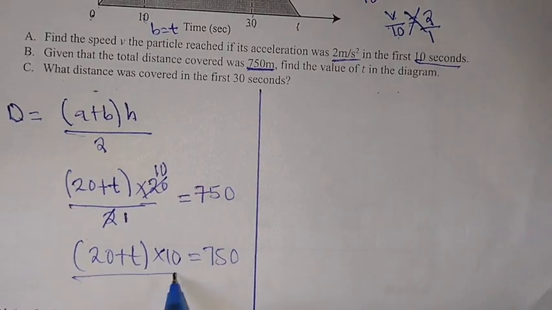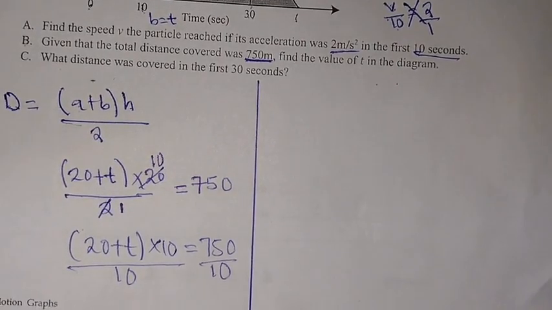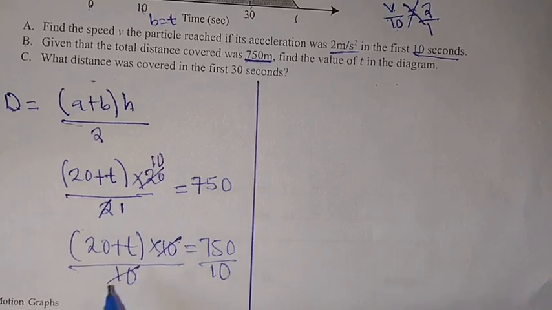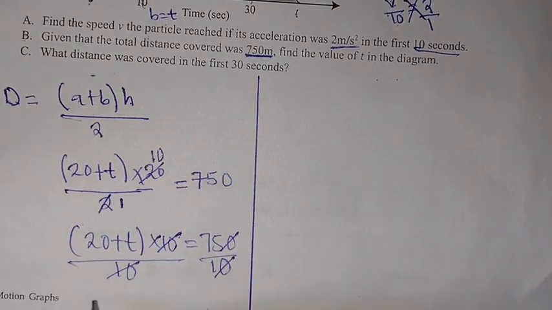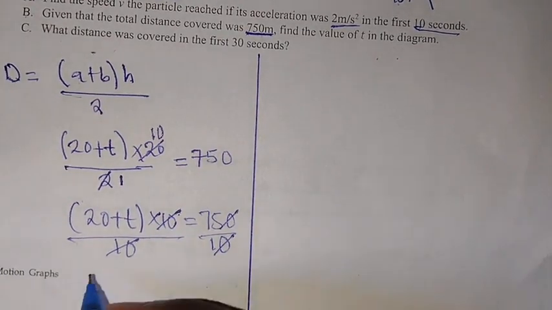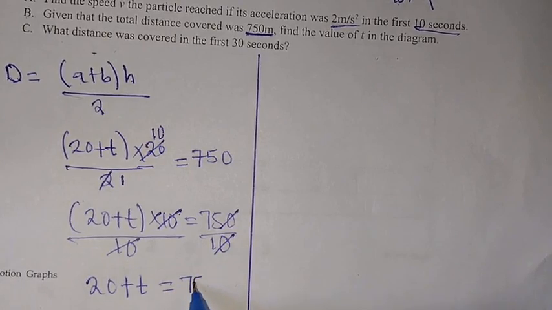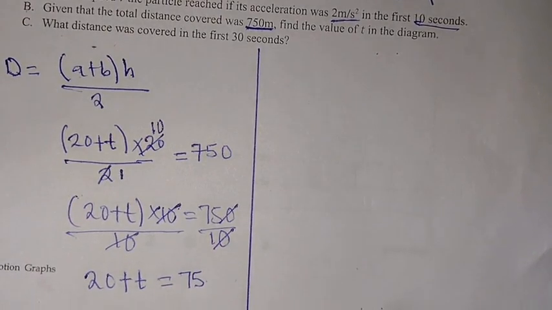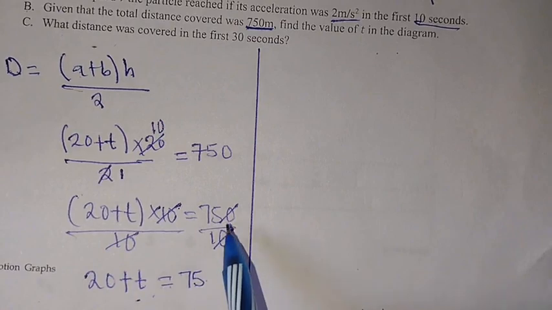So we can still divide this by this T, because this is paper 1. So ensure that you know how to work out these calculations. So 0 and 0 out. So what are we remaining with? We are remaining with 20 plus T equal to 75. Here I've cancelled this 0 and this 0.